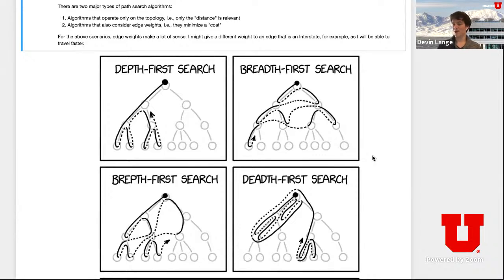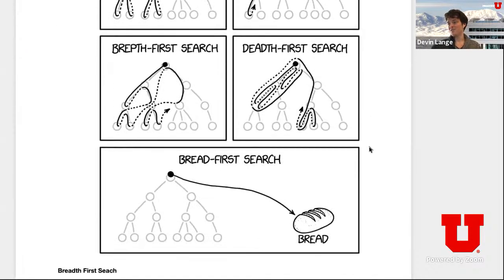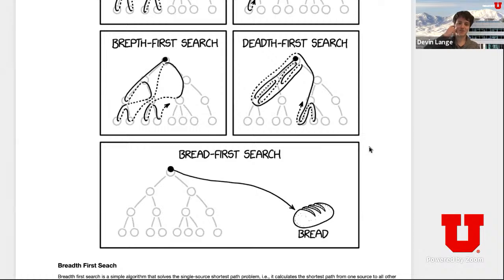But the closest thing might be when a computer science student tries to implement these first two for the first time. And then my fiance's favorite search algorithm is actually bread first search, which is just the shortest path to bread.